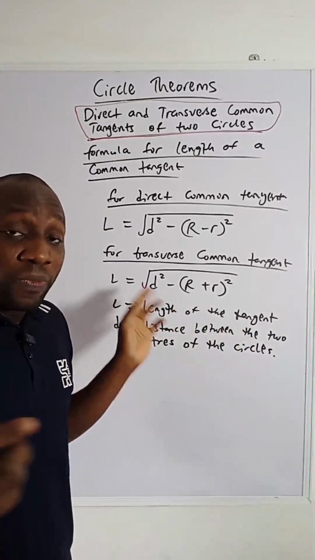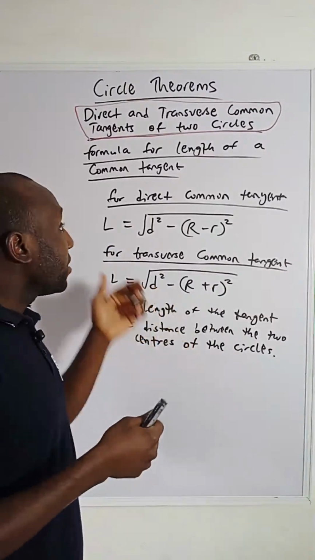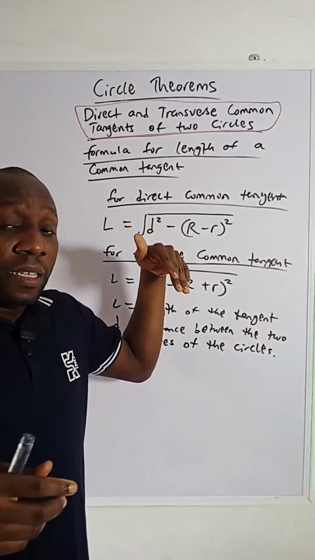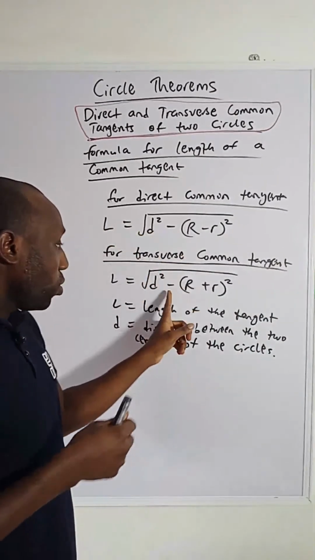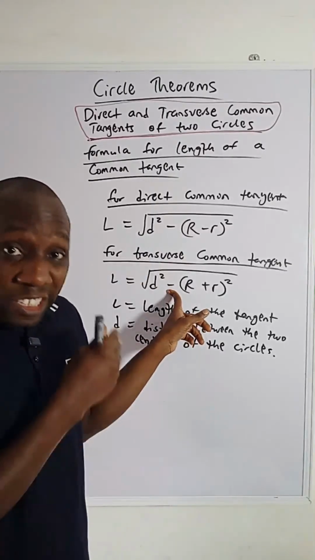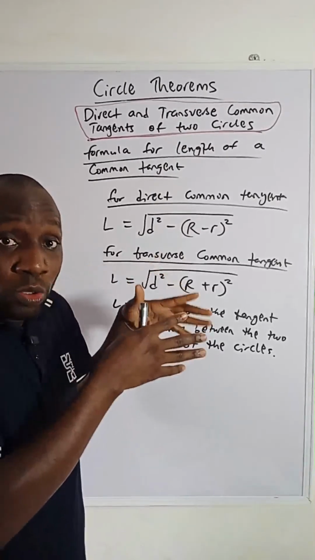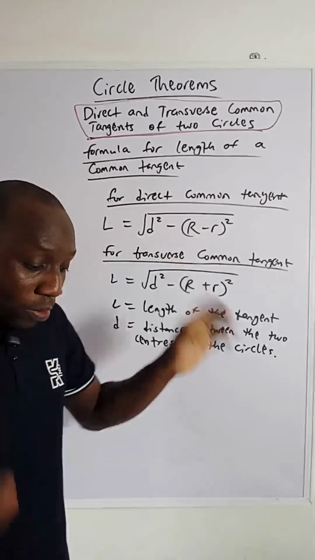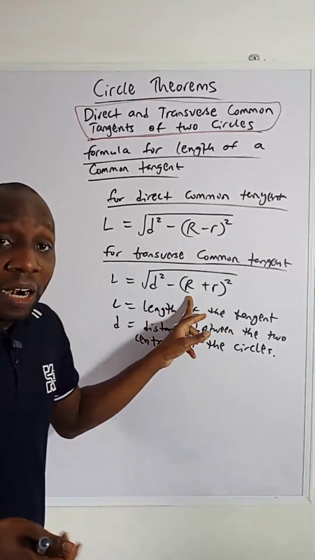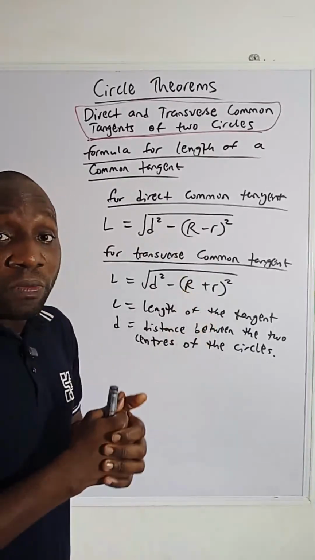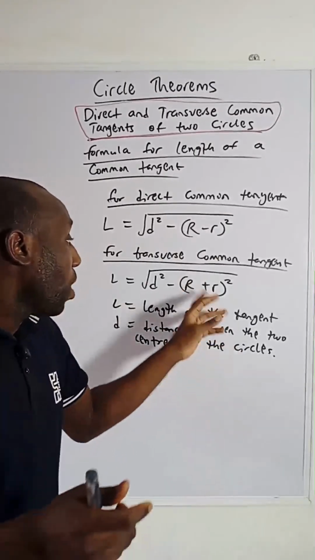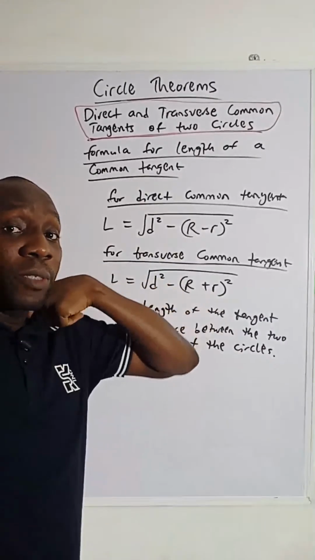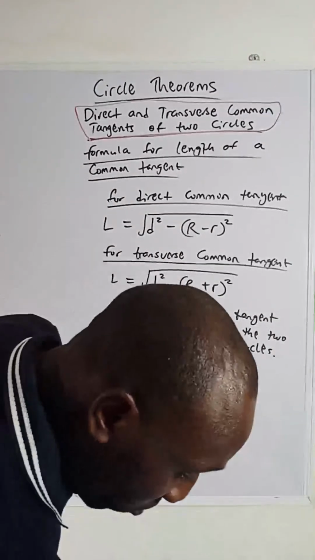If they ask you to find the length of the tangent, and the tangent is a transverse tangent, use this formula. There are other ways you can do this, but I just want to let you know the formula first. If it is direct common tangent, use this formula. Hope that makes sense. So you know what big R and small r is? Big R is the radius of the bigger circle, while small r is the radius of the smaller circle. Have any question, ask as we move on.